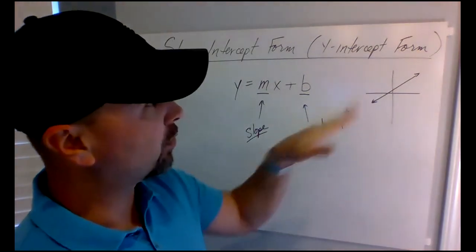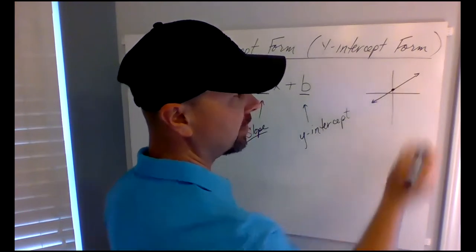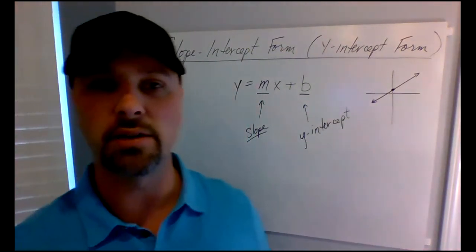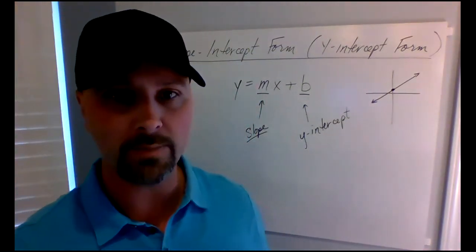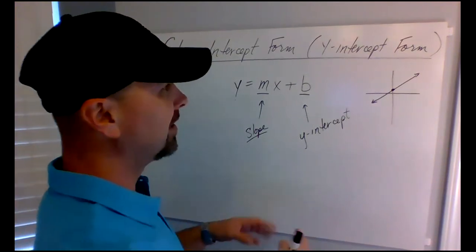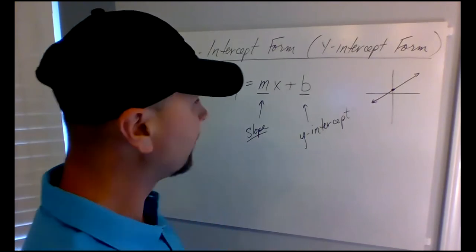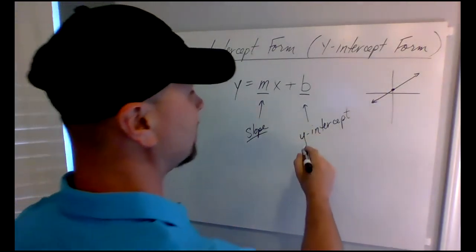If this is my coordinate grid and this is my line, the y-intercept would be this point, the point that the line crosses the y. Okay, so all you need to know about a line in order to write an equation, which is what the next videos are going to be about tomorrow, is the slope and the y-intercept.